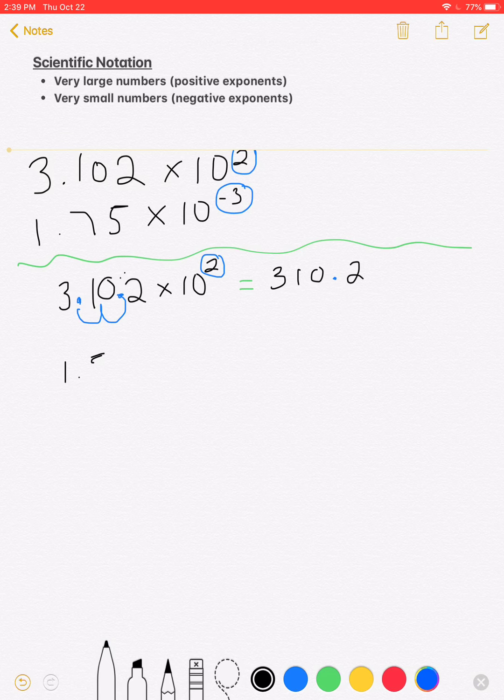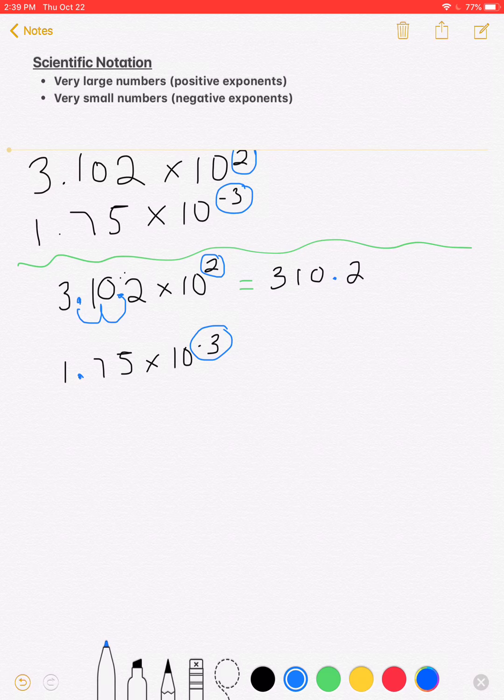Doing a similar thing with our 1.75, that's not a 7, I was getting ahead of myself there. 1.75 times 10 to the negative third. Let's do my blue decimal point there, and I'm also going to circle this.